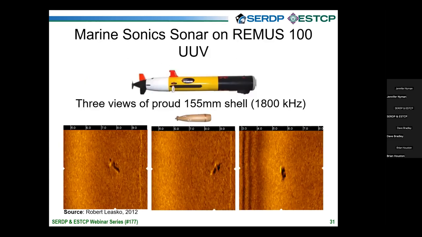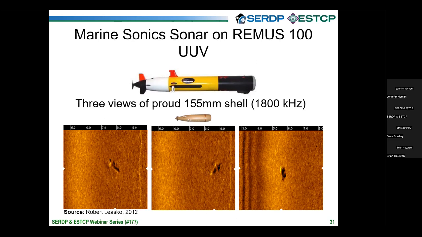So slide 31 basically shows you the competition. At the time, it was high frequency side scan sonars that we were competing with. The idea there is basically to get an image of a proud object. In this case, this is a Marine Sonics 1.8 megahertz sonar mounted on a Remus 100, and it's been used to generate images for proud UXO, in this case, a 155-millimeter shell.